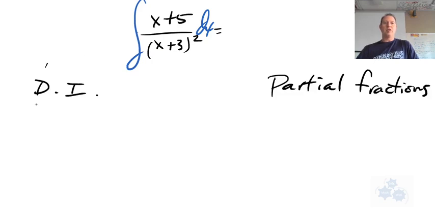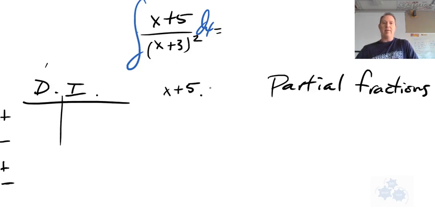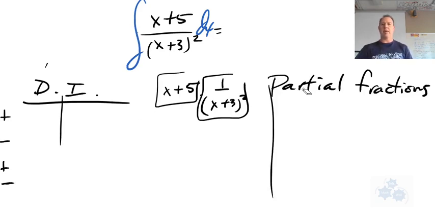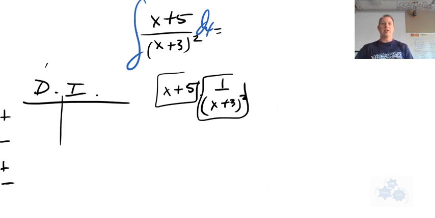Again, you're going to do this little chart, DI, and you're going to do plus, minus on the side. We're going to split this integrand into two parts: x plus 5 times 1 over x plus 3 all squared. I want to choose one to differentiate and one to integrate. I'm going to choose x plus 5 to differentiate, and x plus 3 to the negative 2 to integrate.